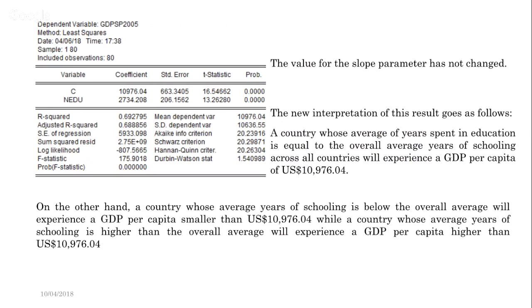Interestingly, the slope parameter 2734 has not changed. It's the same, using this new variable, even though the values are all different, because you just calculated it. But you can still look at the effect of education on GDP. You can still interpret that variable as: for every 1 year increase in education, GDP per capita increases by that much. It's still the same.